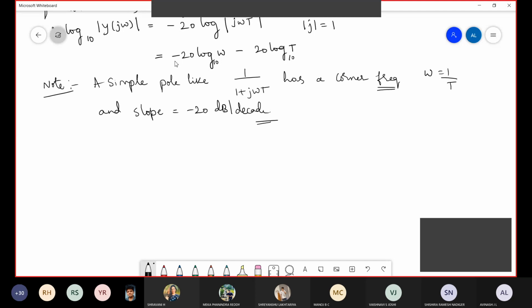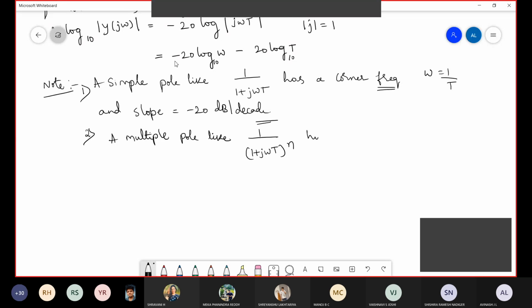So take this particular scenario, and now what exactly happens? Sometimes you will get s plus 1 whole square or s square. So that is what exactly you will get. Sometimes like that, if you get a multiple pole, write it like 1 divided by (1 plus j omega t) to the power of n. So here maybe s square, s to the power of 3, or else s plus 1 whole square, like that some poles will be there.